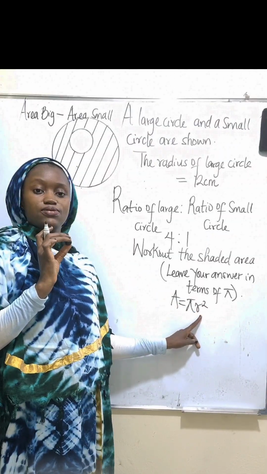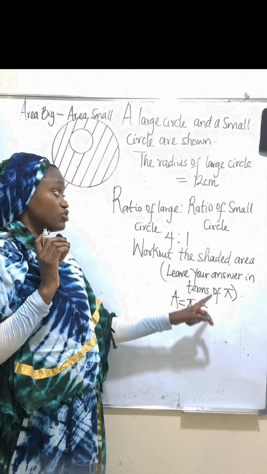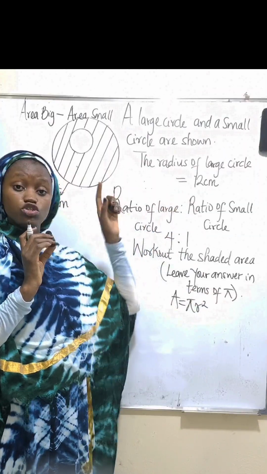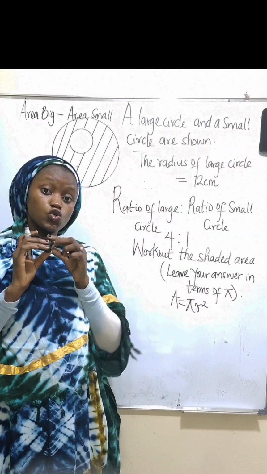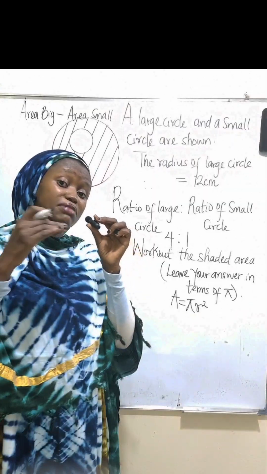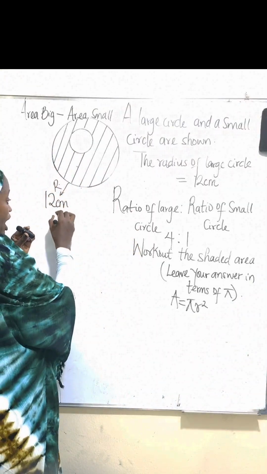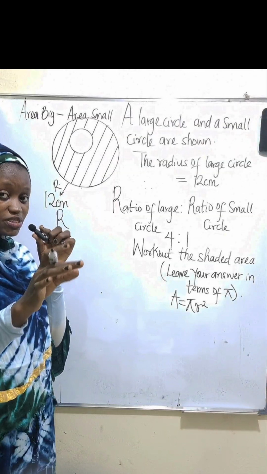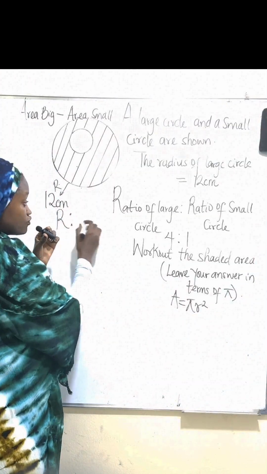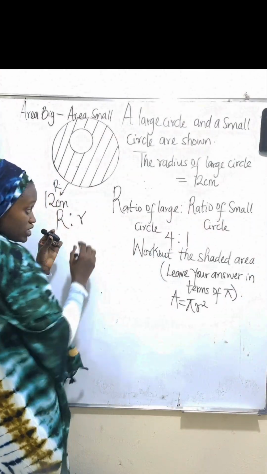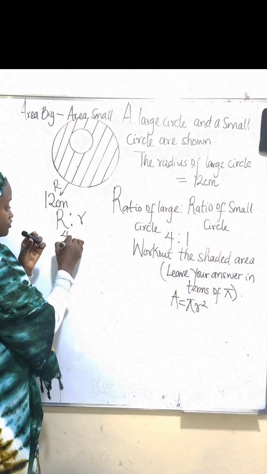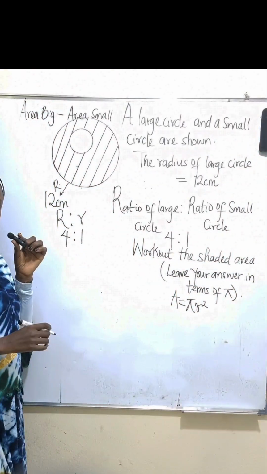So we need to get the radius. We already have the radius of the bigger circle, but we do not have the radius of the smaller circle. So for the purpose of this class, let's represent the radius of the bigger circle with R in capital letter, while the radius of the smaller circle is r in small letter. So this is what's giving us 4:1.